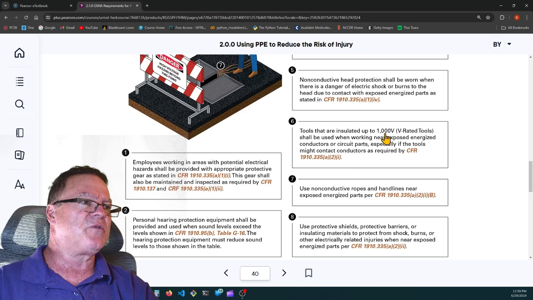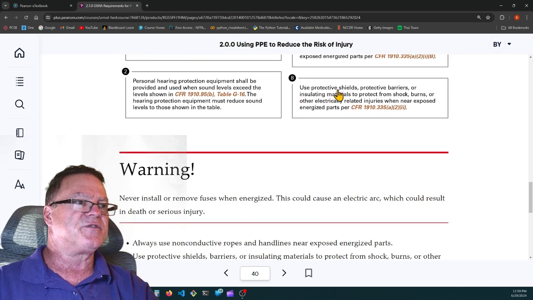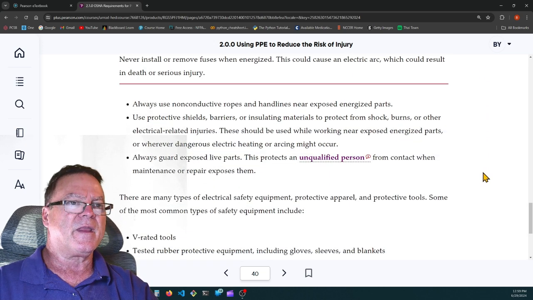Tools that are insulated up to 1,000 volts shall be used when working near exposed energized conductors or circuit parts. Use non-conductive ropes and hand lines near exposed energized parts. And use protective shields, protective barriers, or insulating material to protect from shock, burns, or other electrically related injuries when near exposed energized parts. Always use non-conductive ropes and hand lines near exposed energized parts. Use protective shields, barriers, or insulating materials to protect from shock, burns, or other electrical related injuries.